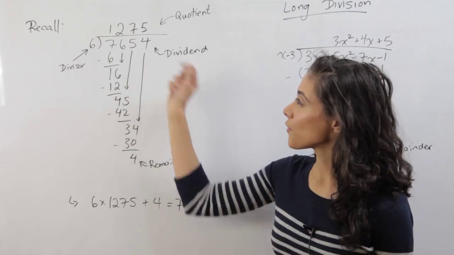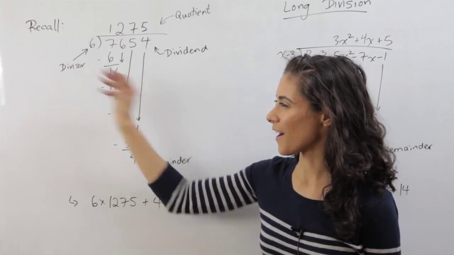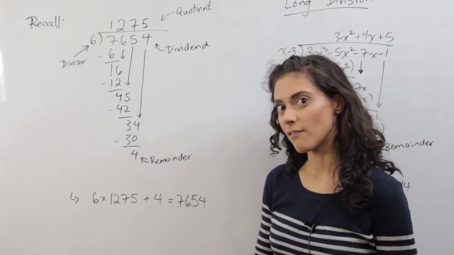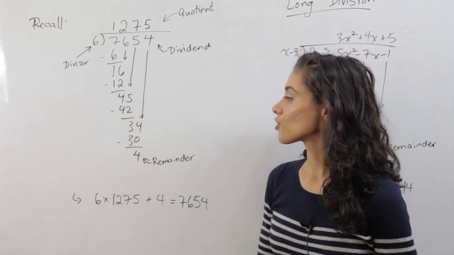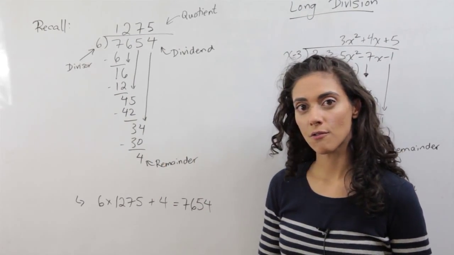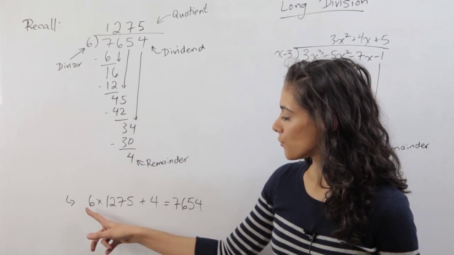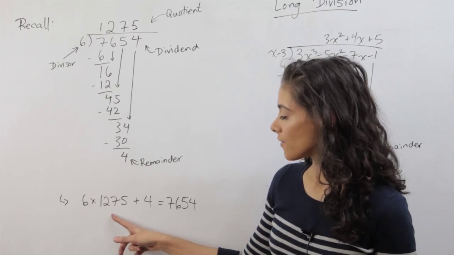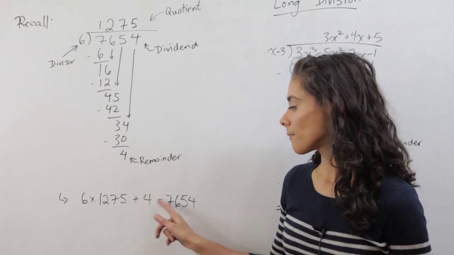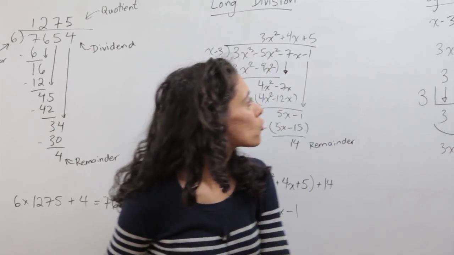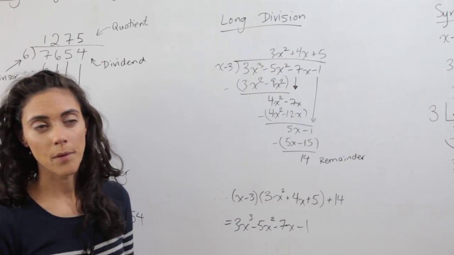So remember, the thing that you're dividing by is called the divisor. The thing being divided is the dividend. The answer is the quotient, and any leftover amount is the remainder. So if we want to get back to the original, we would do 6 times our answer plus the remainder, and that would take us back to this. You can confirm that for yourself. So we're going to do the exact same thing, but with polynomials.